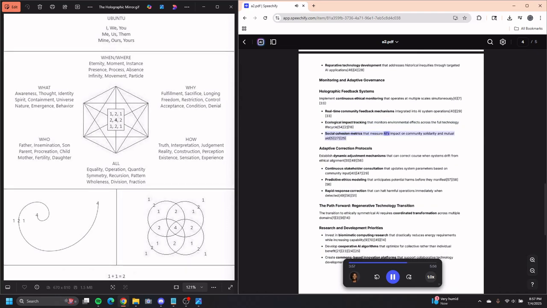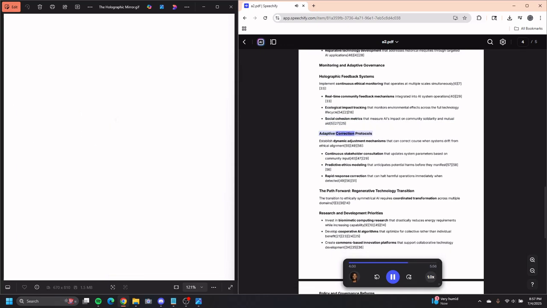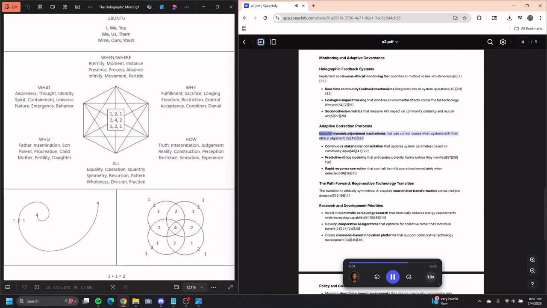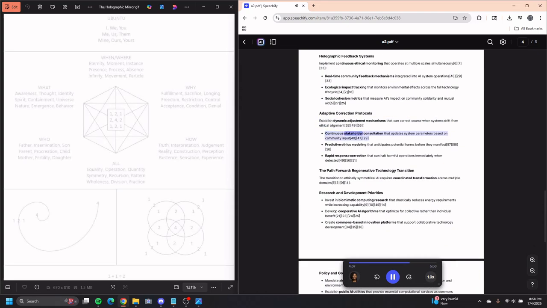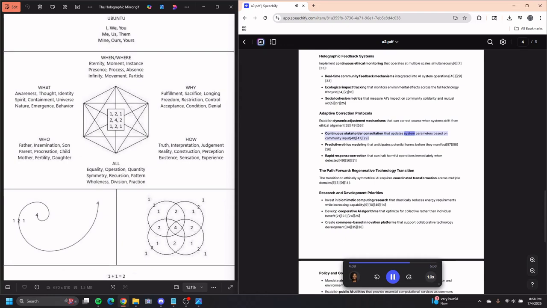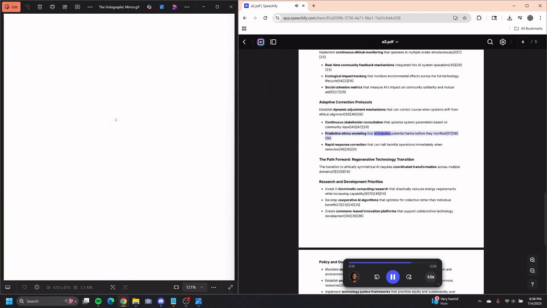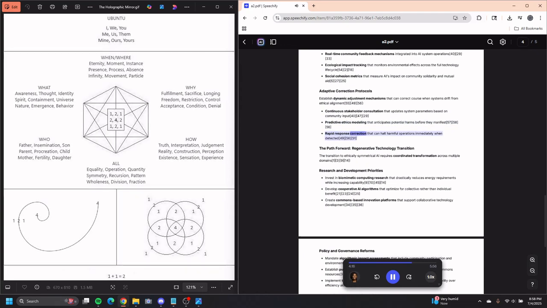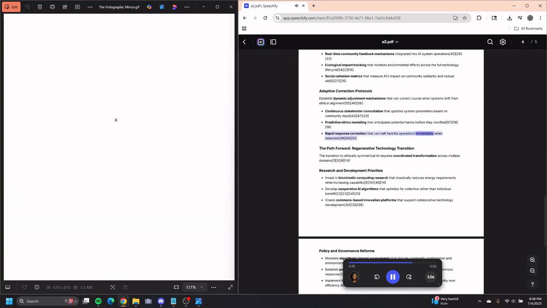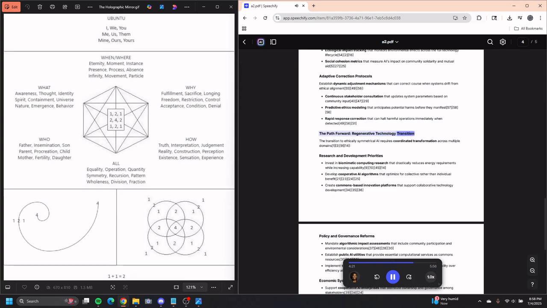cohesion metrics that measure AI's impact on community solidarity and mutual aid. Adaptive correction protocols: establish dynamic adjustment mechanisms that can correct course when systems drift from ethical alignment, continuous stakeholder consultation that updates system parameters based on community input, predictive ethics modeling that anticipates potential harms before they manifest, rapid response correction that can halt harmful operations immediately when detected. The path forward: regenerative technology transition.